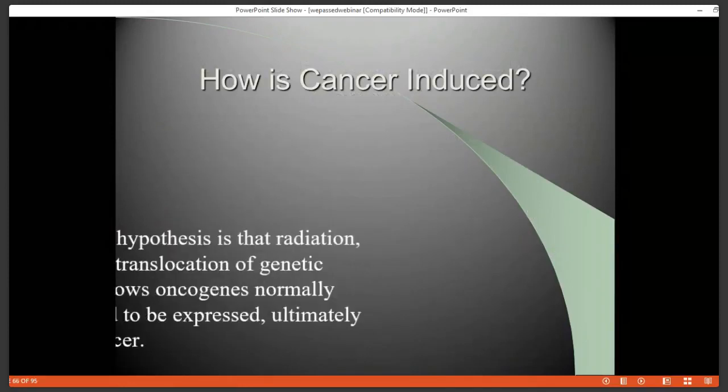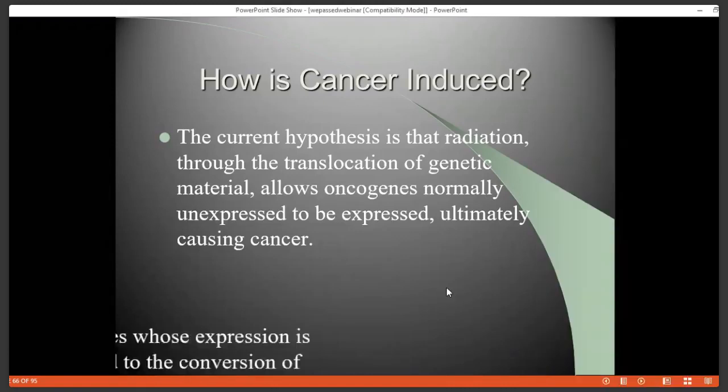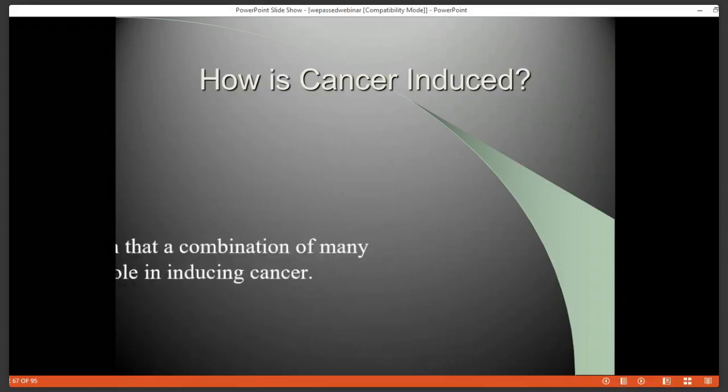Radiation, through this moving translocation of genetic material, allows oncogenes, which are normally unexpressed, to become expressed, ultimately causing cancer. When we look at these oncogenes, we're talking about genes that regulate cell growth. If the damage is seen in those, and that regulation is turned off, then cells will reproduce out of control, ultimately forming cancer. The gene's expression is speculatively linked to the conversion of normal cells to cancer cells themselves.